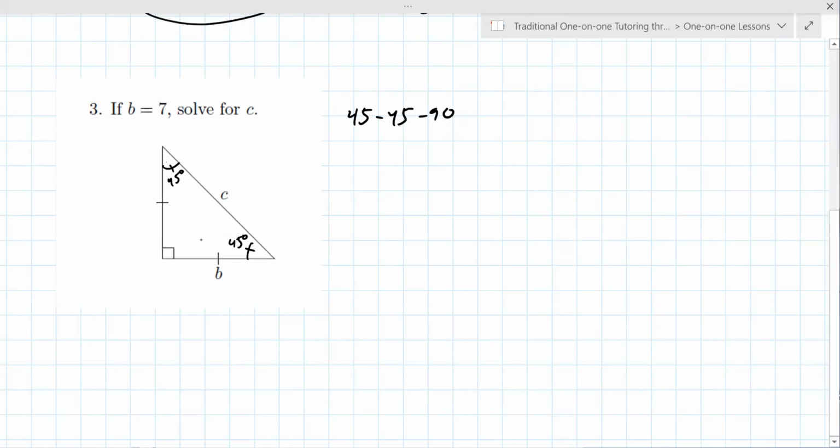So again, they're giving you the leg and they want the hypotenuse. Oh, okay. So is it just the same thing, the legs root 2? Yes. Okay. Yes. So 7 square root 2 is the leg. Okay.